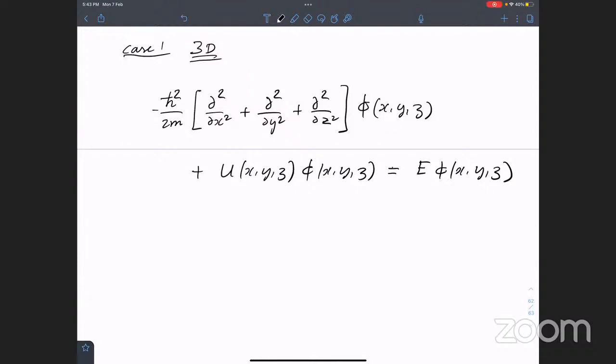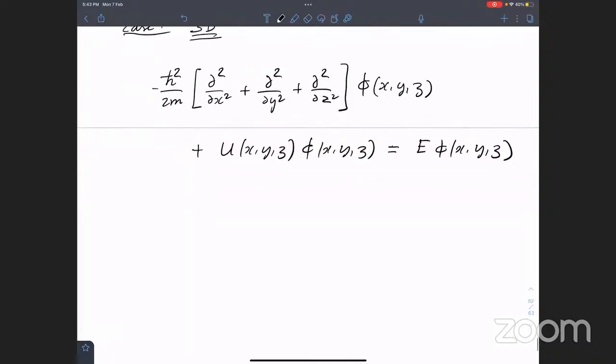So how do we solve this? This is very difficult to solve, right? Again, we rely on a trick. In order to solve these kinds of systems, we again use the principle of separation of variables. And so we say that this can be expressed as capital X, which is a function of x only, capital Y, which is a function of y only, and capital Z, which is a function of z only.